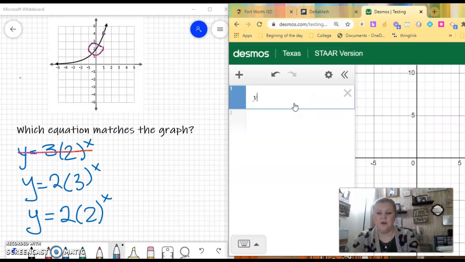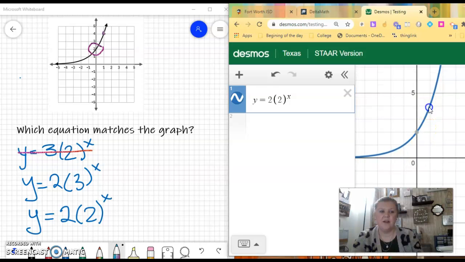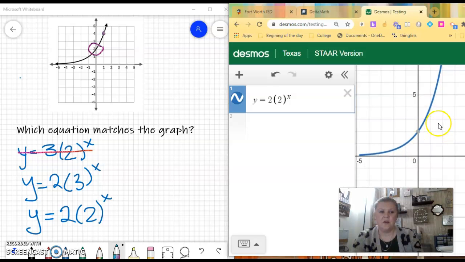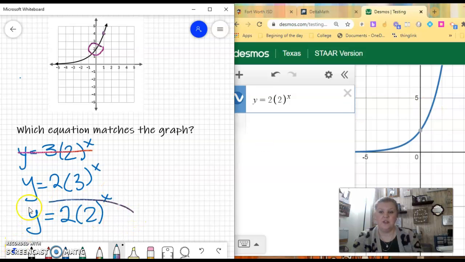So now I'm going to go ahead and graph the last one. I have y equals 2 to the power of x. Here's my y-intercept, and if I zoom in, you can tell that it's close to (1, 4) right there. So you want to double check the y-intercept and a separate point to make sure that they match.